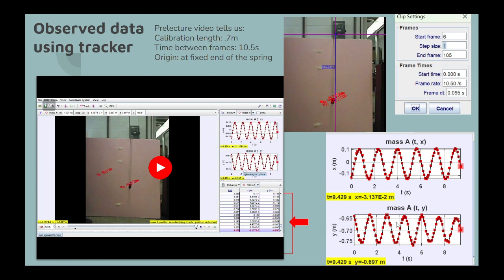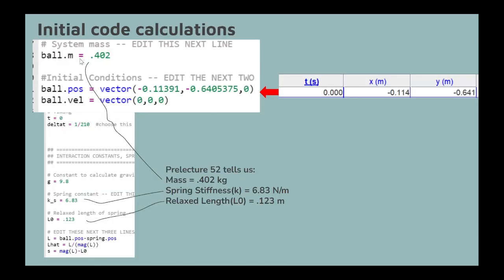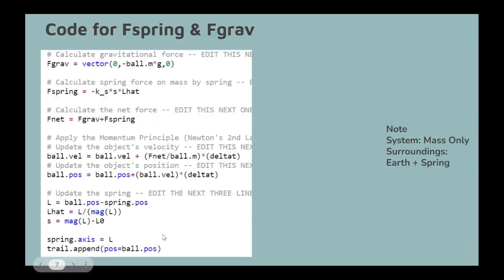This is the x position, this is the y position. These x and y data are what we put into the code to get the graphs. Our initial code calculations are from the pre-lecture video. The ball's mass is 0.402 kilograms. Our ball's position vector starts in the negative x and negative y area. Initial velocity is 0. Delta t we don't change, and gravity is 9.8. Our K for this, from the video again, is 6.83 newtons per meter, and our relaxed length is 0.123 meters. This here is L hat and S, which I'll explain on the next slide.